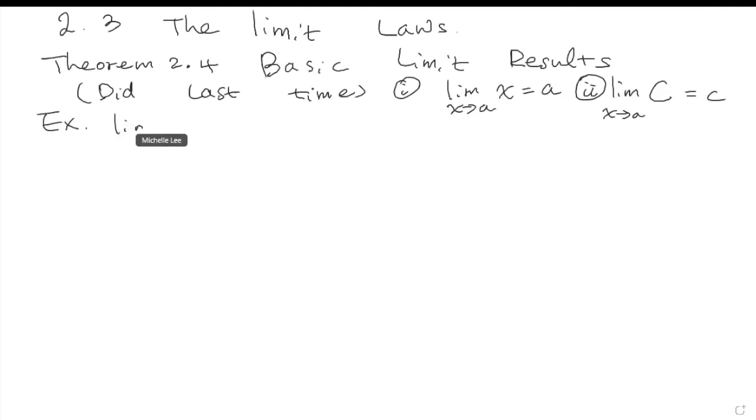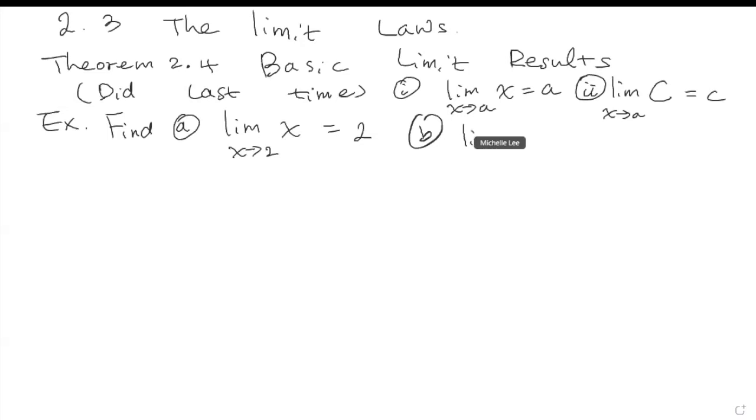Let me write down, find limit as x approaches 2 of x. What do you get for this one? 2. Good. It's 2. And the second one, limit as x approaches 2, we have a constant. What do you get for this one? 5. It's a 5. Thank you. Good. All right. Now, let me write down theorem 2.5.